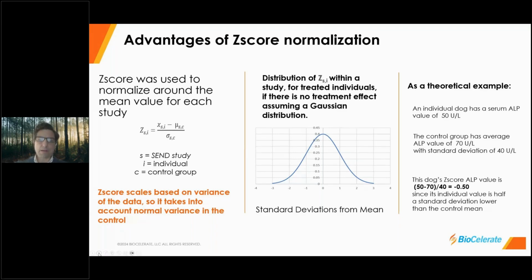If there were a treatment effect, we would expect the distribution of the z-scores for a treatment level to be shifted to the right or to the left, or maybe broadened or narrowed.